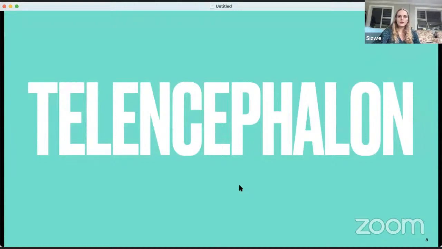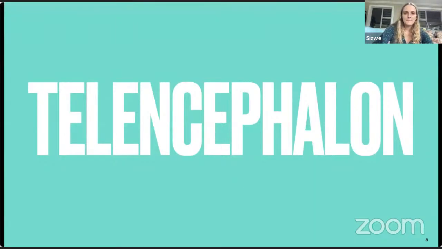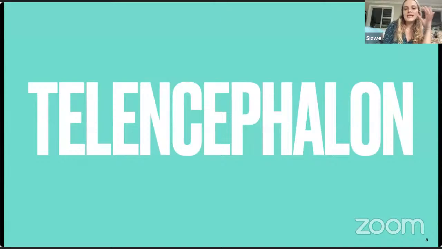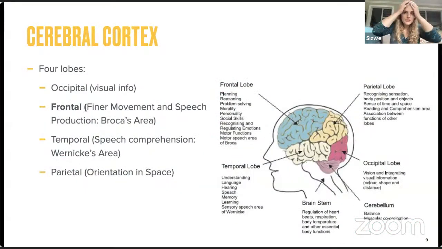Alrighty. Done with the diencephalon. Cool. Now we're moving on to this one. So the telencephalon is made up of a bunch of different things, but it's mostly just the meaty boys over here. Okay. The cerebral cortex.